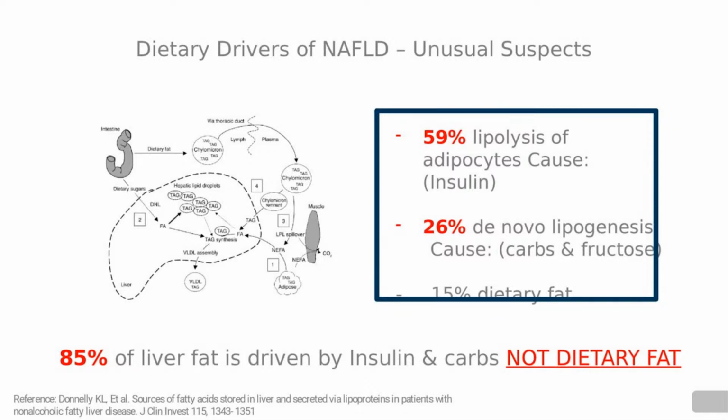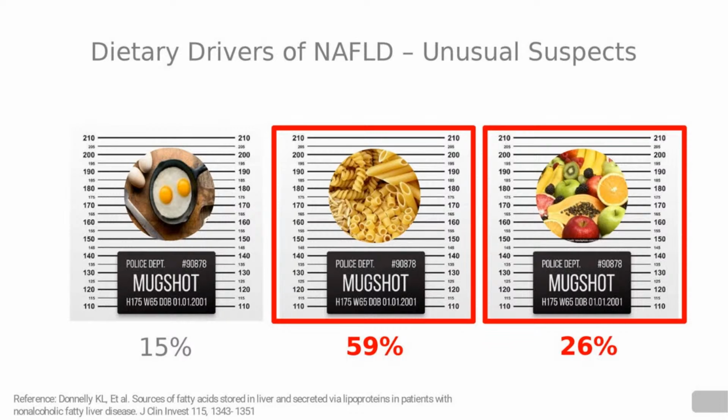26% of it is caused by carbs and fructose, so bread, rice, pasta, and fruit sugar. And the other 59% is caused by high levels of insulin, again, carbohydrate. So actually, if we go back and look at the factors that feed into a fatty liver, fat is the least thing we should be worried about. We should be worried about eating too much rice, bread, pasta, especially if we have that insulin resistant physiology.